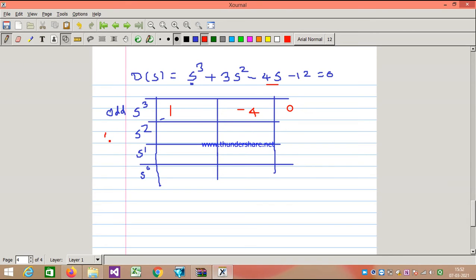Then for the even coefficients, this one is even, and this one is even, right? So 3 and -12. Our remaining are 0. Let's calculate this. Let's do cross multiplication of both. 3 into -4.